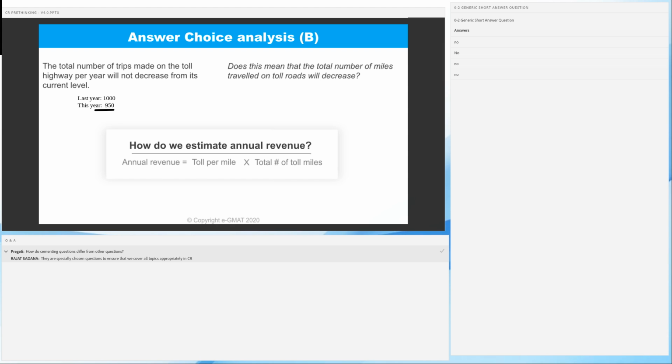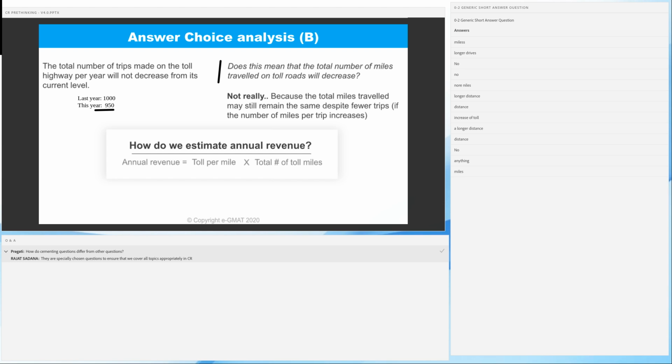No. What could compensate for fewer trips? Longer trips. Yes. Okay. So is this must be true? Does it satisfy the must be true criteria? No, right? People who chose choice B, do you have a better understanding of what must be true is now?